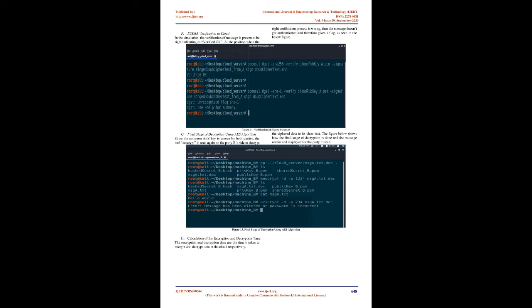ECC decrypting in the cloud space. At this point, since the receiving client or user uses the same algorithm, it means that the key used in encrypting the data is only known to the receiver and will be used in decrypting data. ECC decryption of data in the cloud.